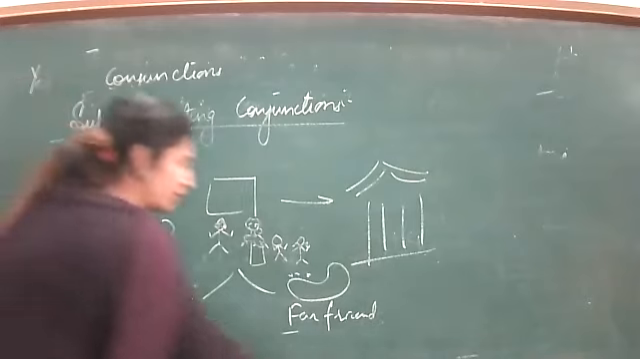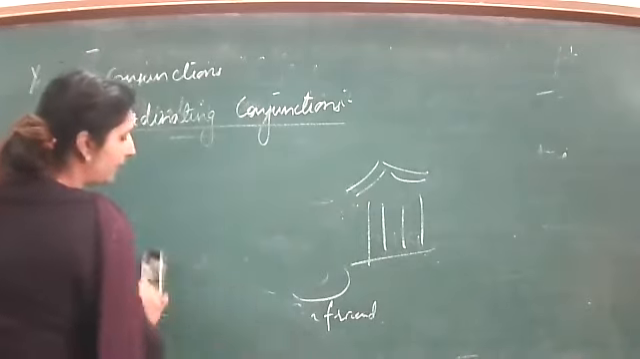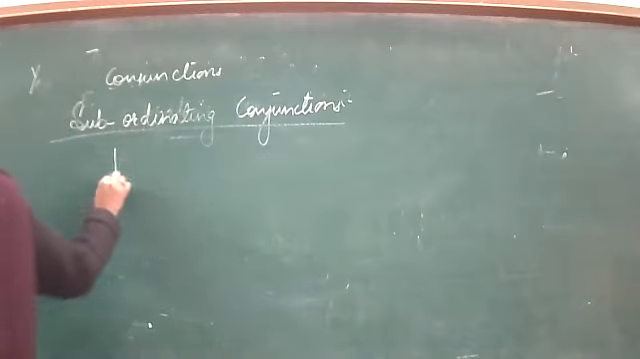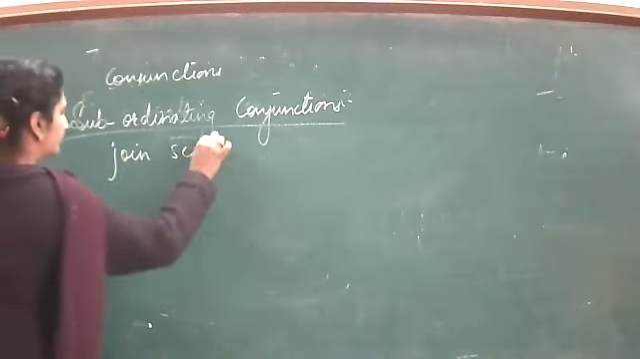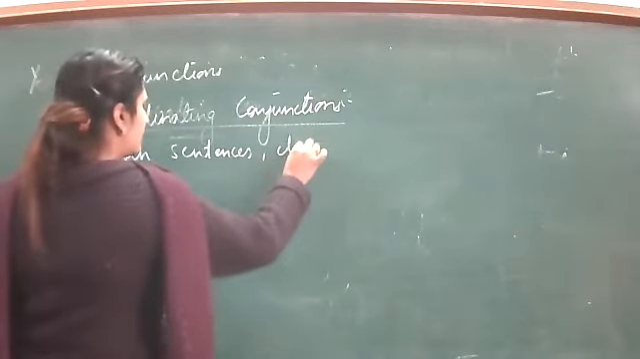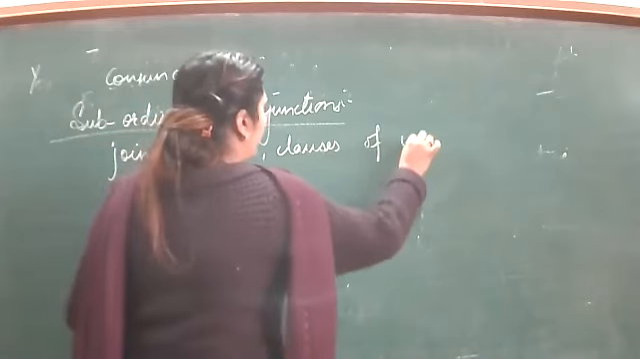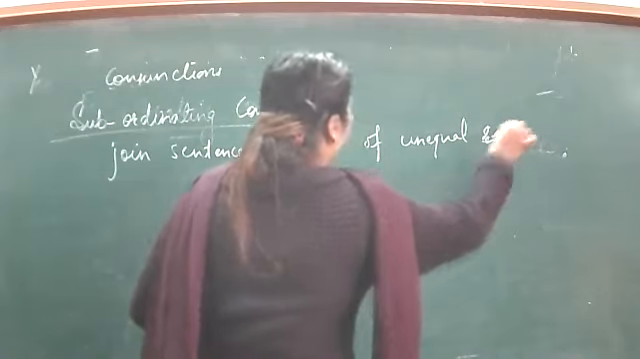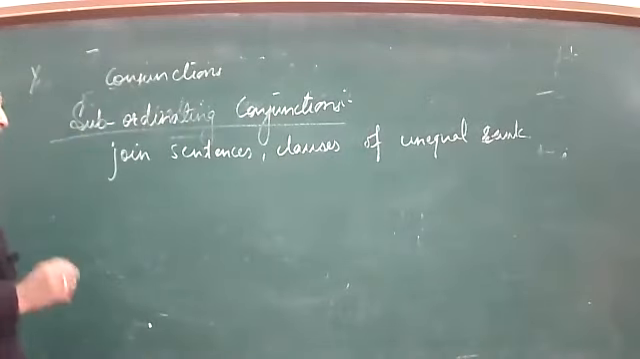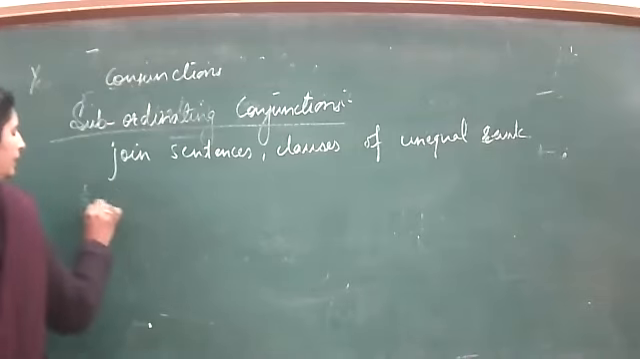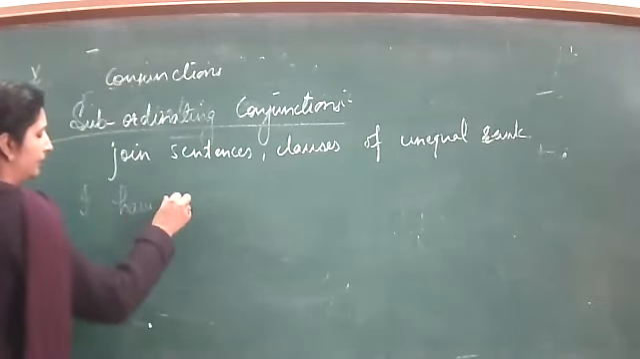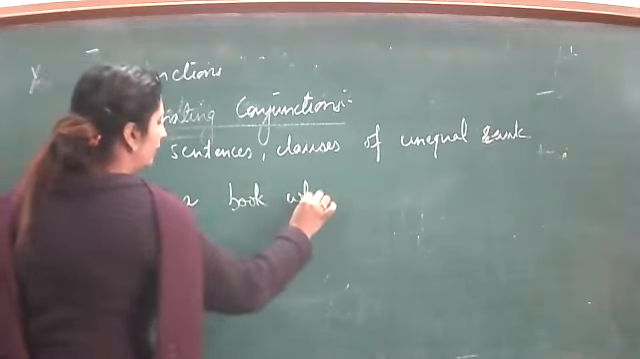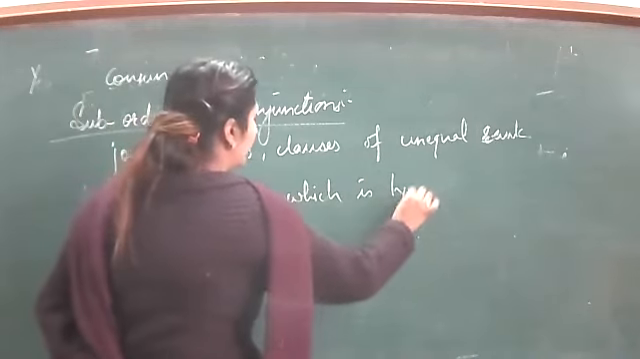Similarly, subordinating conjunctions join sentences or clauses of unequal rank. Now you will ask, ma'am, how can sentences be of unequal rank? Suppose I write the sentence, I have a book which is lying on the table.